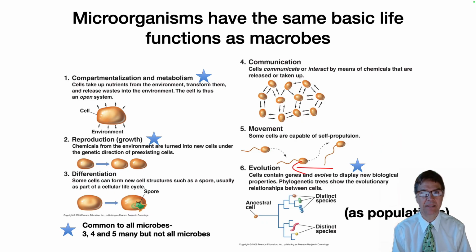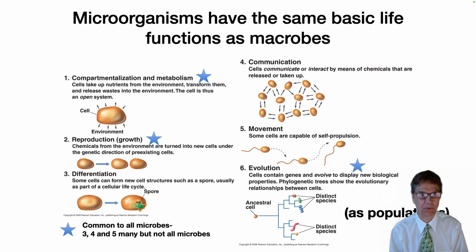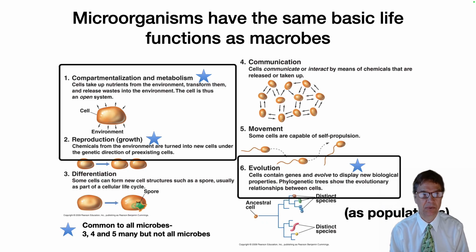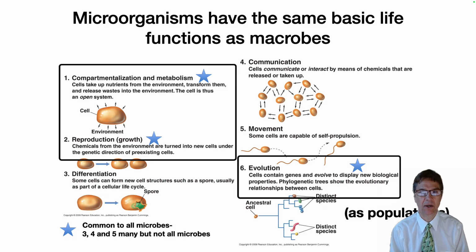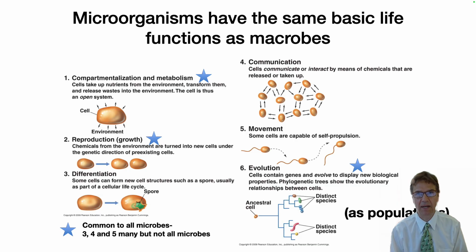Finally, living things evolve. Microorganisms will accumulate mutations over time, have variations within a species, and the environment selects the best successful organisms to continue. Traits 1, 2, and 6, compartmentalization and metabolism, reproduction, and evolution, are common to all organisms. 3, 4, and 5 are present in many, but not all, microorganisms.